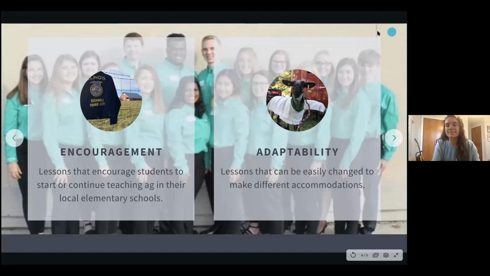And then the next pillar is adaptability. Lessons that can be easily changed to make different accommodations. A lot of times I found that I had this idea that I wanted to teach K through 5 the same thing.